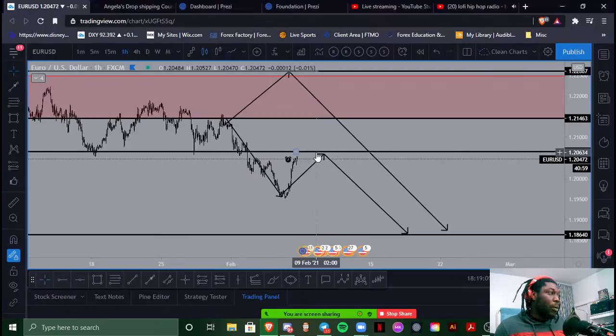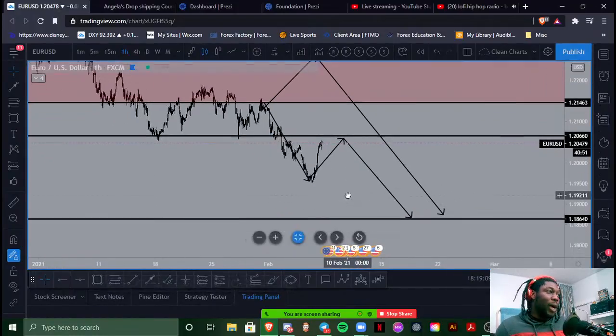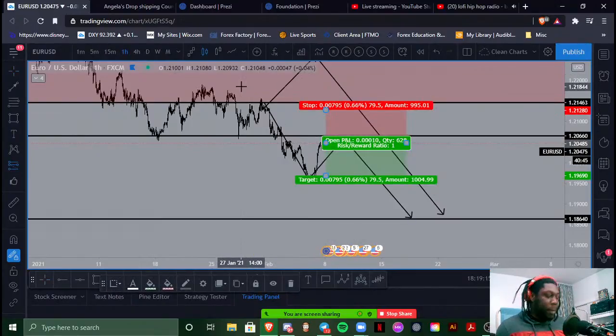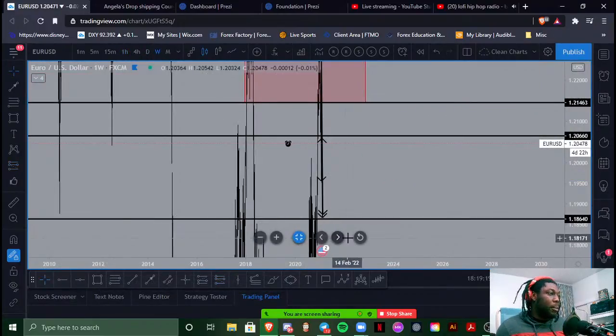Then I wanted a push up. If I can get a better price at 1.20660, then I would love for a sell to happen right there. But honestly speaking, it would even be bad to take a sell right here. But let me look into this a little deeper. Let me go into the weekly time frame.